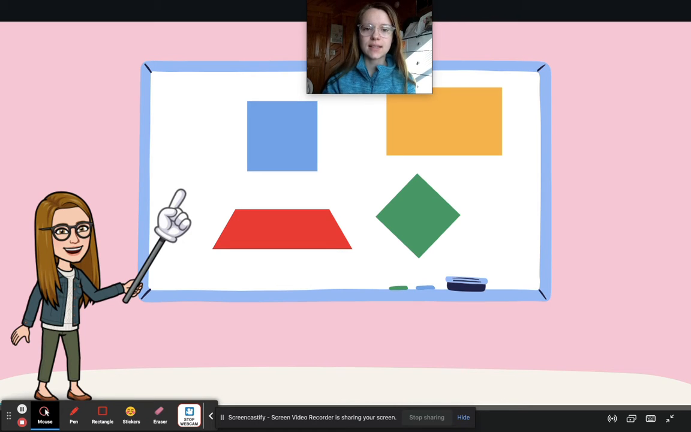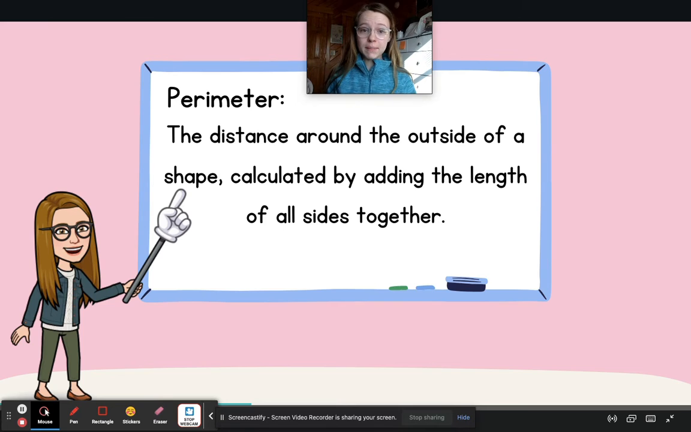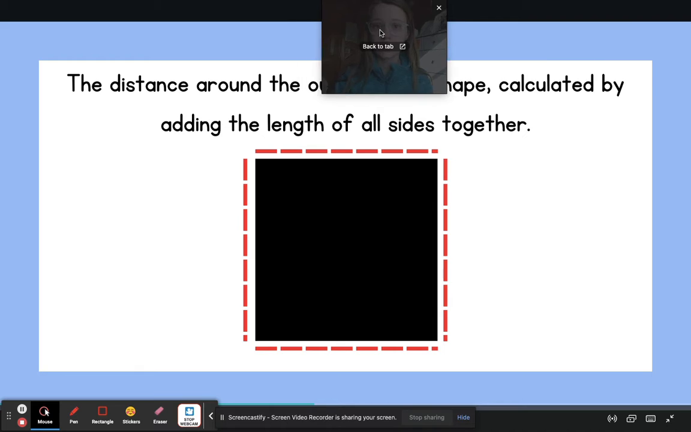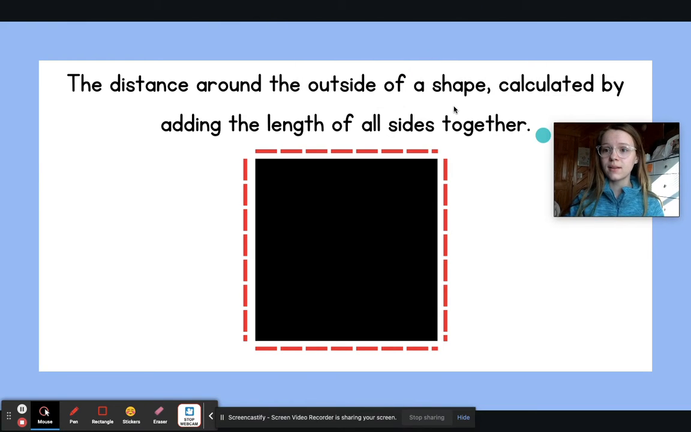You could think of things like a square, a rectangle, a rhombus, a trapezoid. We went over a bunch of things over the last couple weeks that are considered quadrilaterals, and even some parallelograms like our friend the square. Now, the perimeter is the distance around the outside of a shape calculated by adding the length of all the sides together. So if you look at my little diagram here, that also includes the definition. I can move myself over a little so you guys can see the whole slide.